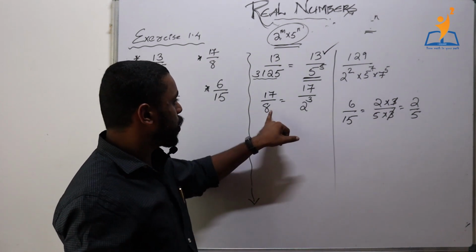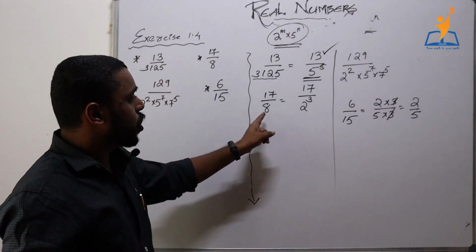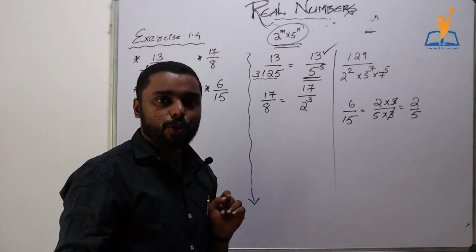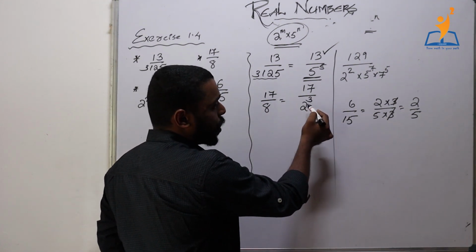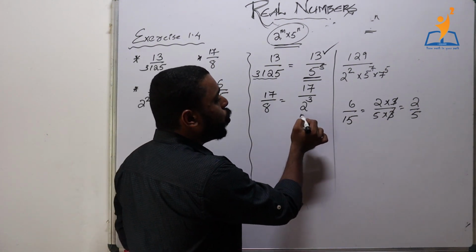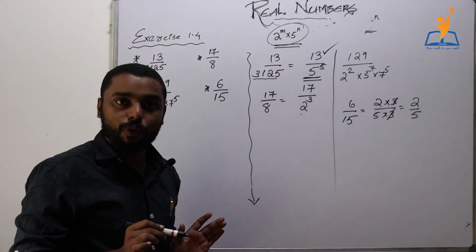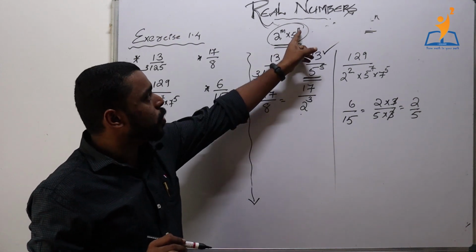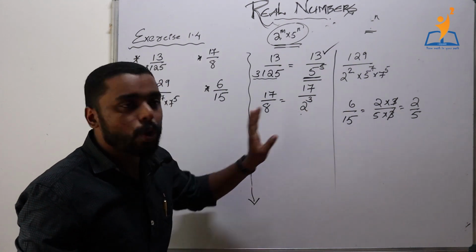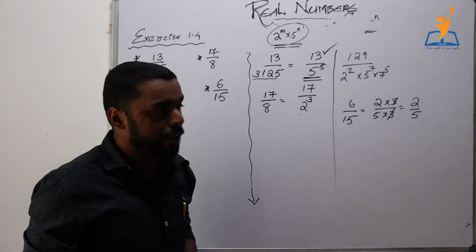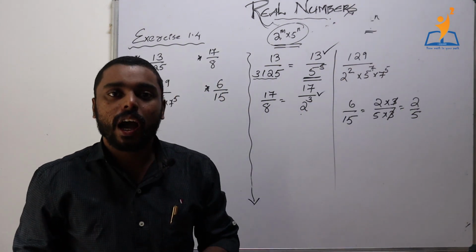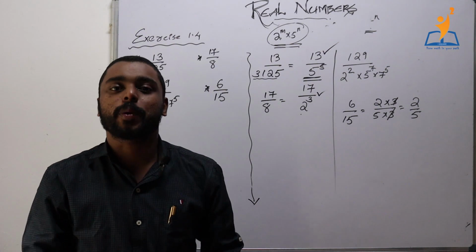Clear? Now coming to the next one, 17 by 8. We know that 8 is nothing but 2 cube, or the prime factorization of 8 is equal to 2 cube. See, we don't have anything to cancel here, so this is the simplest p by q form, and 2 cube is of the form 2 raised to m into 5 raised to n, since when n is equal to 0, this term vanishes and we can have only 2 raised to m. So 2 cube is of the form 2 raised to m into 5 raised to n, and so by the previous result, this number will also have a terminating decimal expansion.